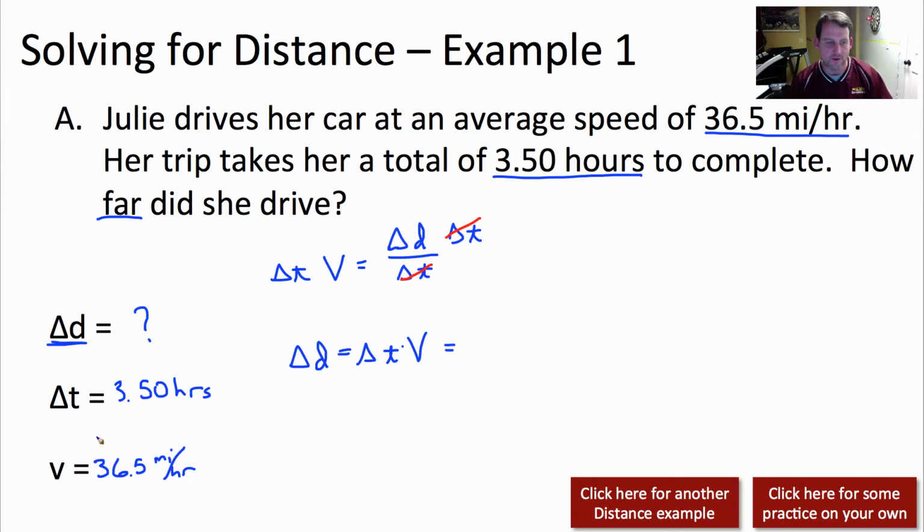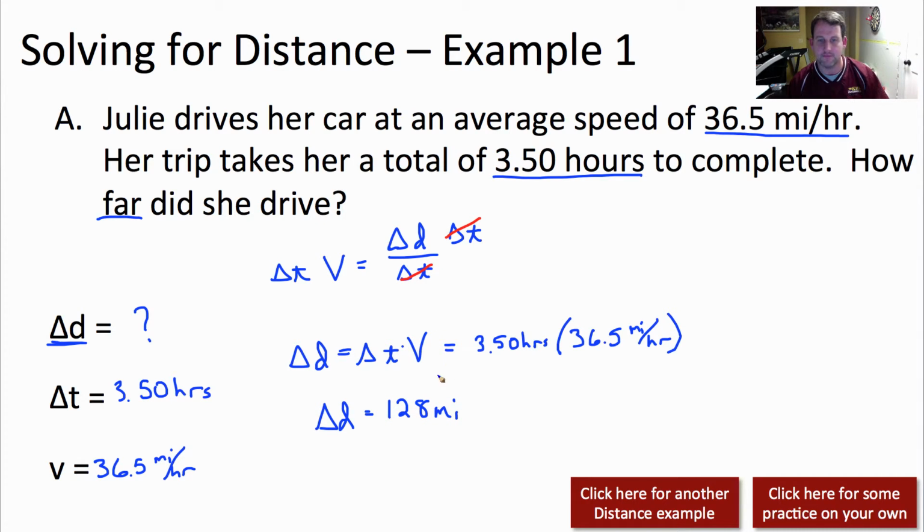So I'll show that work here as well. So my change in time is 3.5 hours, 3.50 hours. I'm going to multiply that by my velocity of 36.5 miles per hour. Now when I do this work, I find that I have a change in distance of 128 miles. And that's my answer.